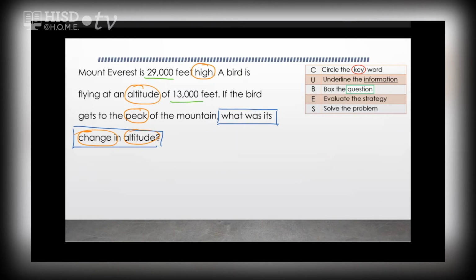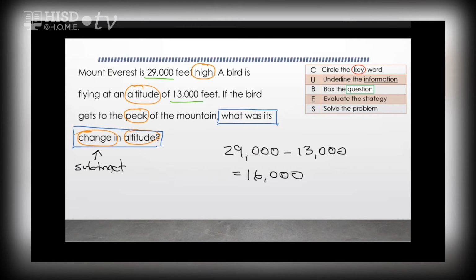Now I'm gonna evaluate this strategy. So if I am thinking on getting the change, this means that I had to subtract. So I can already say that I have a strategy in mind, so I can just go ahead and subtract the 29,000 minus the 13,000, and that will give me a change in altitude. Then if I go further, this is going to be 16,000, and that's going to be the change in altitude.